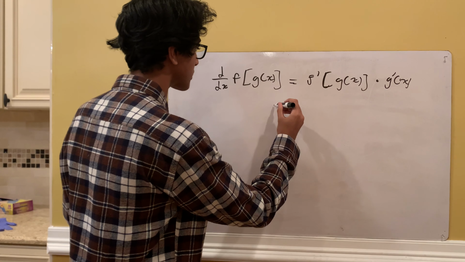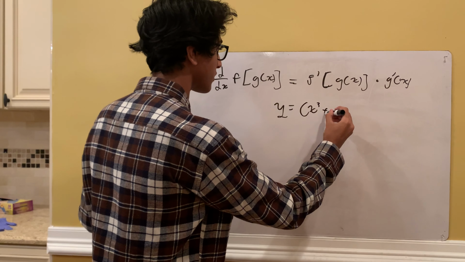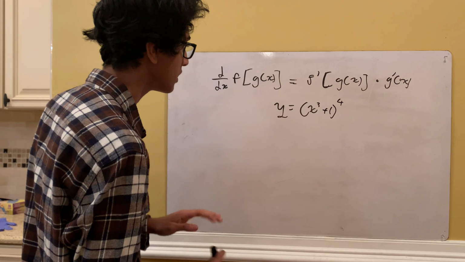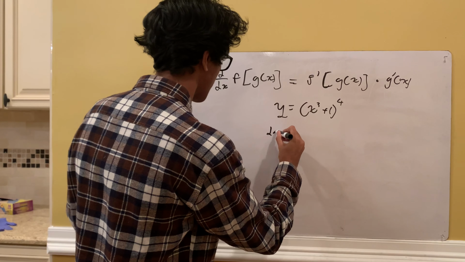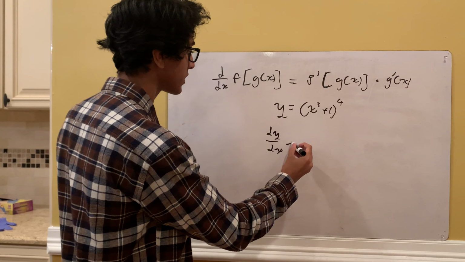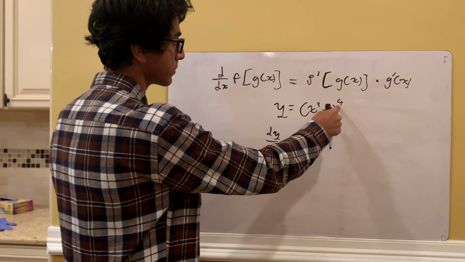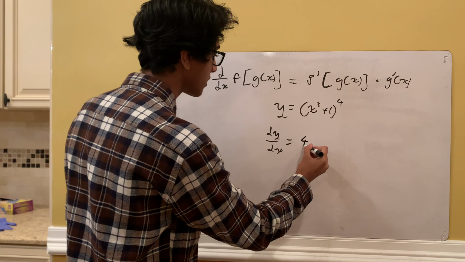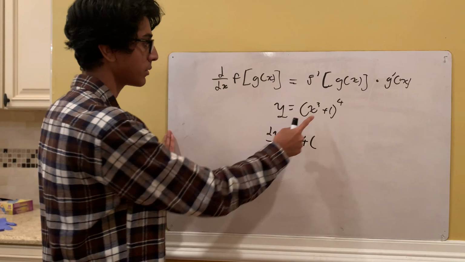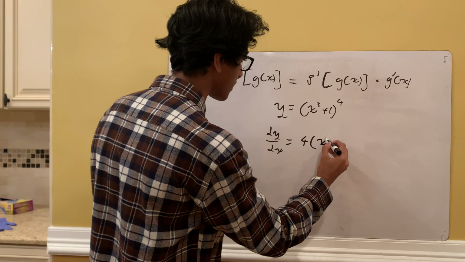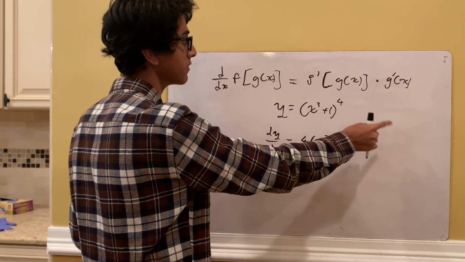So let's say we're given the function y is equal to x cubed plus 1 to the fourth. So the first thing that we do is, let's say, so dy dx, we want to find the derivative of this using the chain rule. Derivative of f, so we just move this exponent to the front, and then inside the parentheses it just says g of x, so you just keep what's inside the parentheses the same.